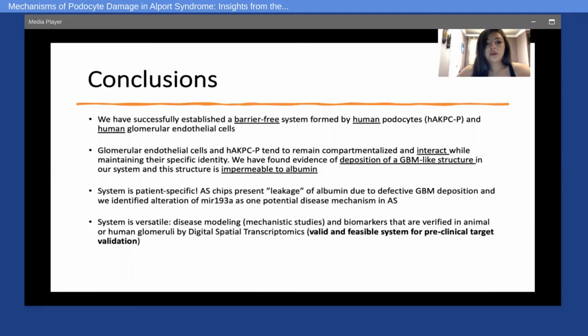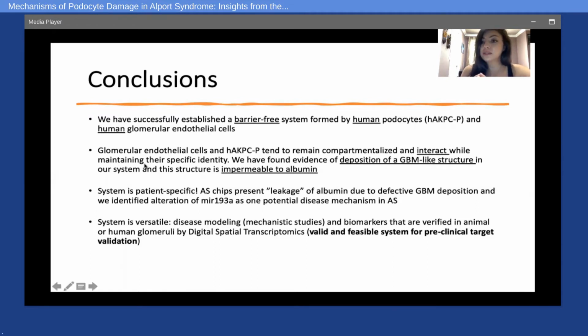However, from this, we could conclude that we've successfully created a barrier-free system that allows human podocytes and glomerular endothelial cells to interact with one another, creating the glomerular basement membrane. And we found that they are able to correctly deposit the glomerular basement membrane depending on their phenotype, while the Alport podocytes fail to create the collagen 4 alpha 3, 4, and 5 trimer. The normal podocytes are capable of doing this, and they're also capable of preventing leakage of proteins such as albumin.